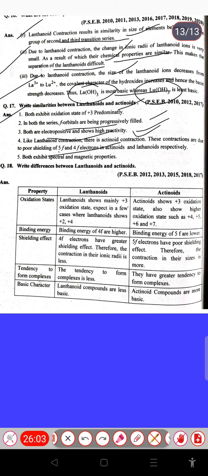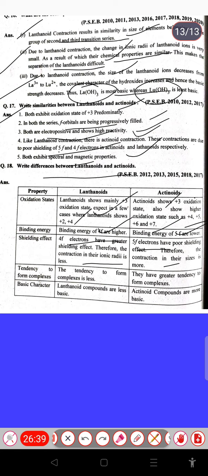Both show spectral and magnetic properties. Now the difference between lanthanides and actinides: lanthanides show mainly the +3 oxidation state, except a few cases where they show +2 and +4, whereas actinides show +3 and sometimes +4, +5, +6, +7. The binding energy of 4f is higher and that of 5f is lower. In lanthanides, 4f electrons have greater shielding effect, therefore the contraction in radii is less, and 5f electrons have poor shielding effect, therefore the contraction in size is more.